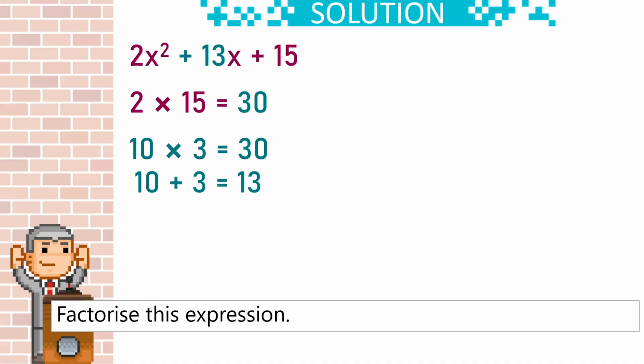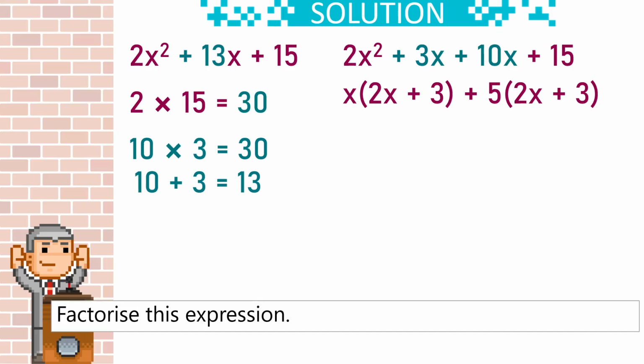We're now going to rewrite the question, but instead of plus 13x, we're going to write plus 3x plus 10x from the 10 and the 3 we found earlier. We're going to then factorise linearly the first two terms and the last two terms. So the 2x squared plus 3x will make x bracket 2x plus 3, and the 10x plus 15, we can divide out 5 from both of those, will give us 5 brackets 2x plus 3.